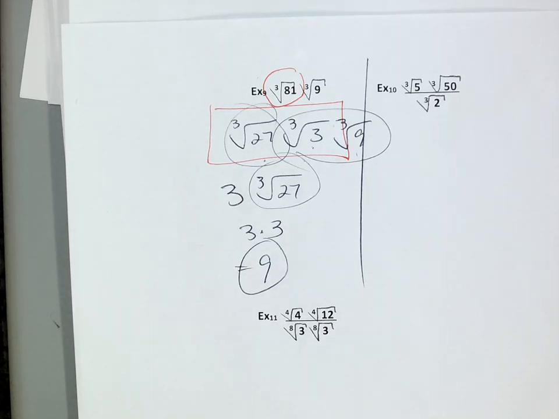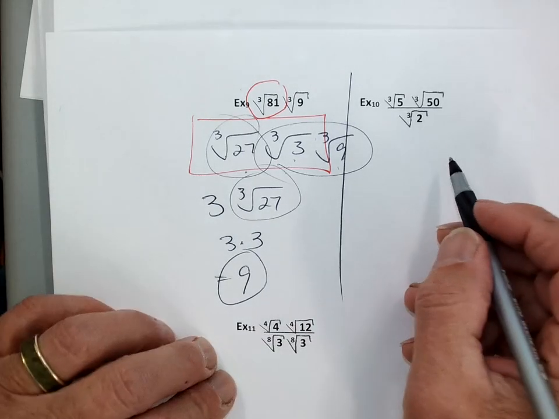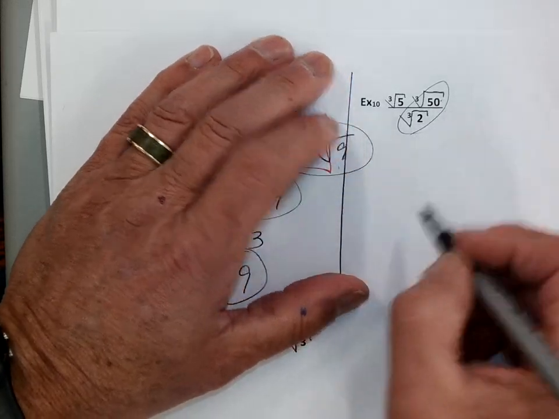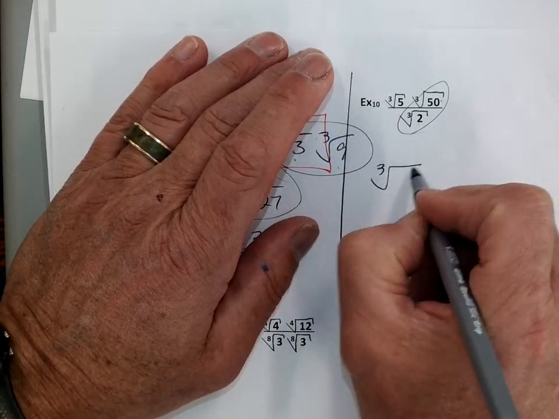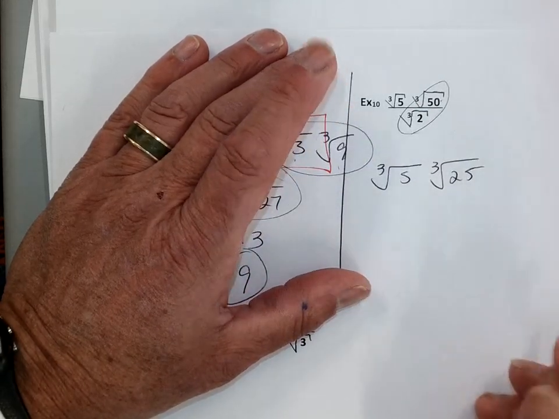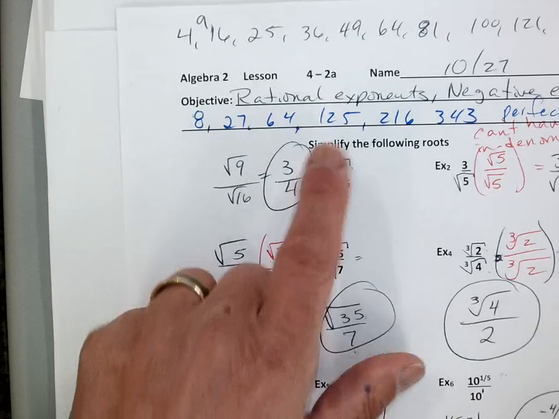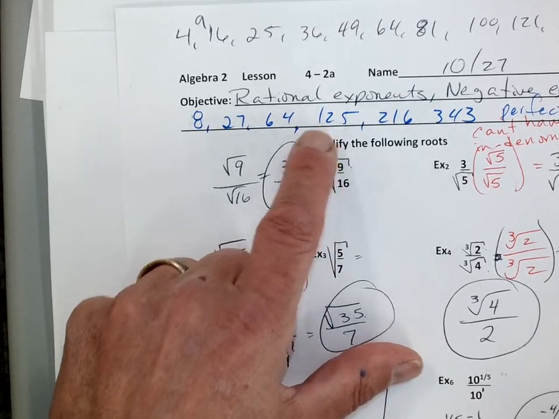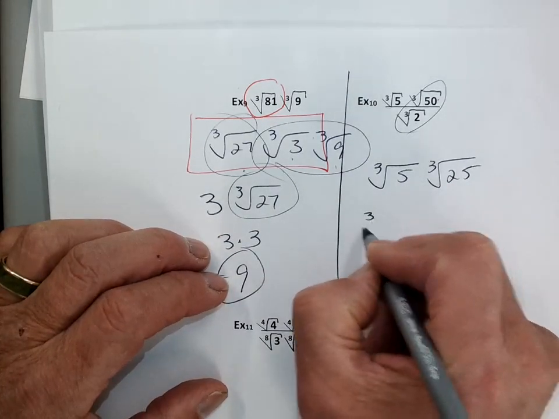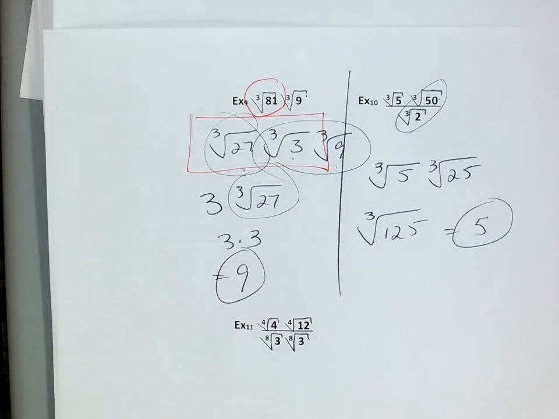Okay, example 10. Let's take a look at example 10. Well, what am I going to do? I'm going to go ahead and do this, because 2 can't go into 50. Now they're both cube roots, so I'm going to rewrite this as the cube root of 5 times the cube root of 25. I think if I multiply those two, I'll get 125. That's a perfect cube. So if I multiply these two, I'm going to get the cube root of 125, and that is 5. 5 times 5 times 5.